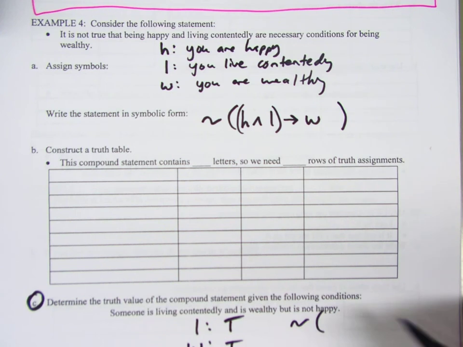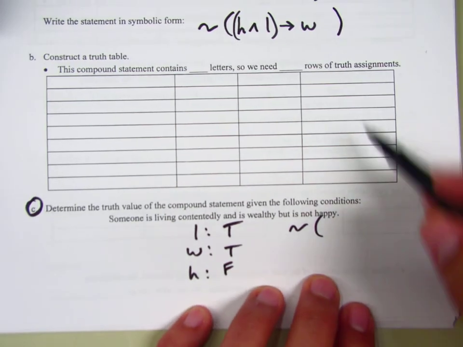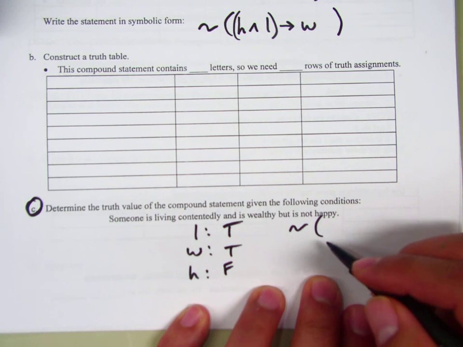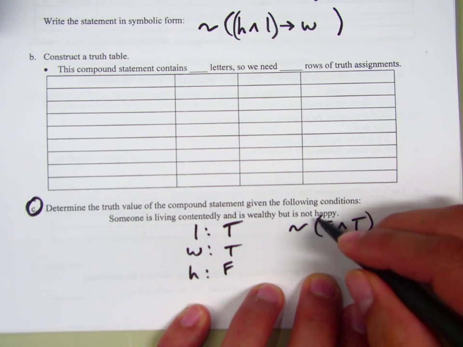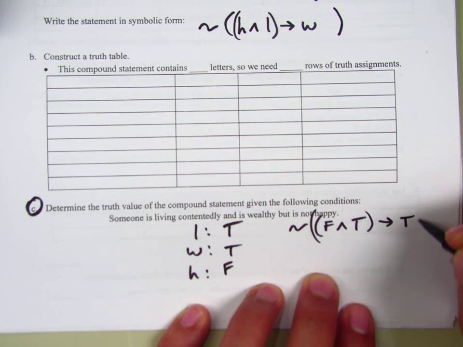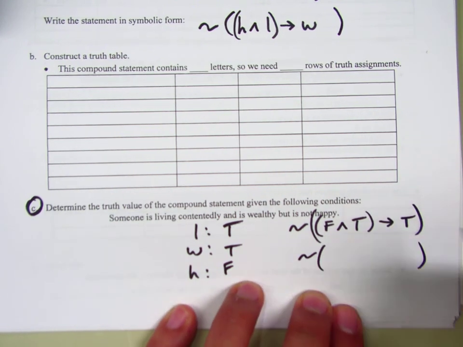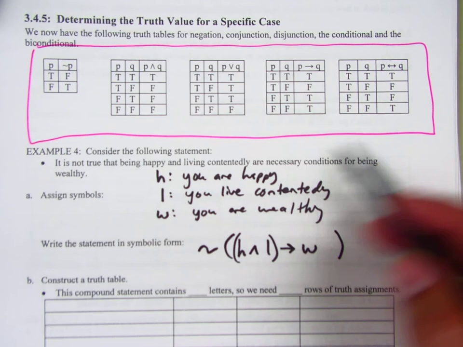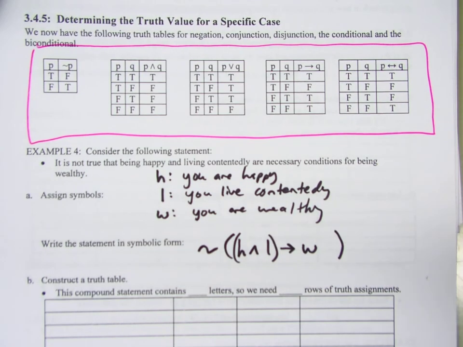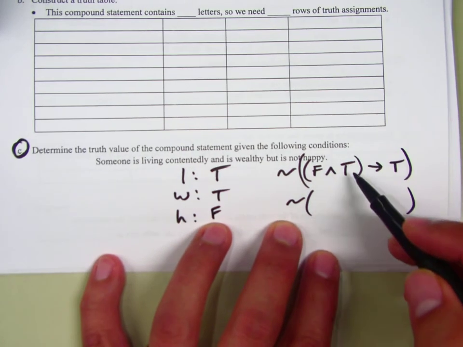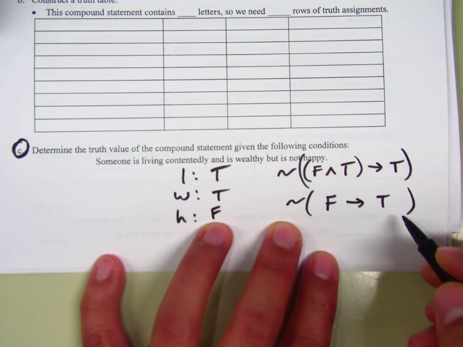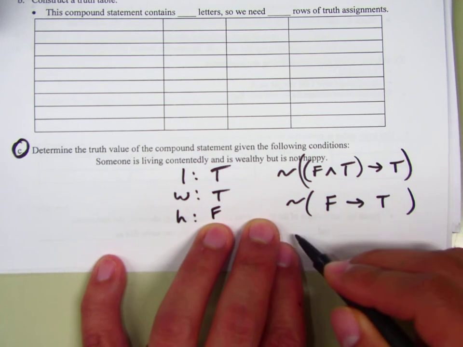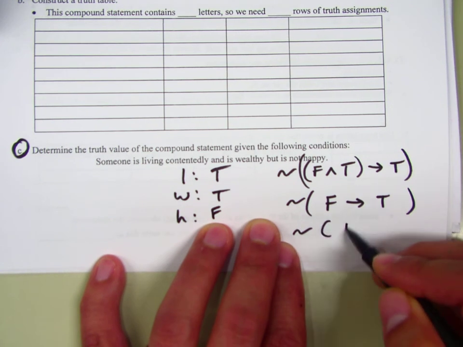So now you plug those values in. So we have negation of, we plug those values into the compound sentence. So H was false, L was true, W was true, and now what we do is use our knowledge of if-thens, ands, and all that stuff and just do it just for this one case. Does that make sense? So if I have an and statement, one is false, one is true, what does that turn into? Very good. If I have if, then, one is false and then true. Careful. That's true.